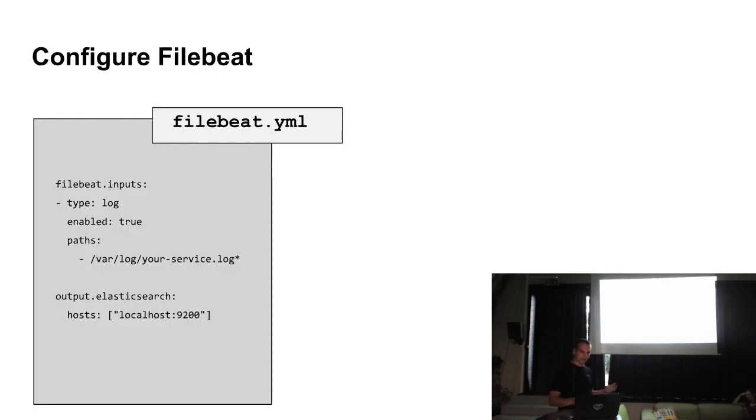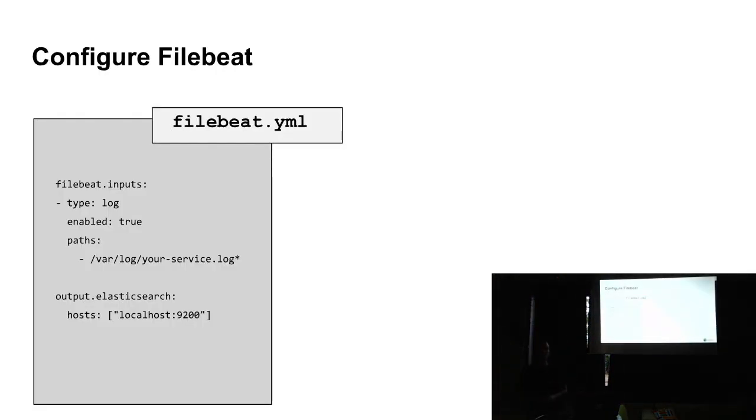So let's get started. We're going to start with Filebeat. Filebeat is mostly a simple tool. All it does is tail -f. It takes your log file and tails it. So let's assume you have your service, and it's going to write logs to service.log, and these logs get rotated. That's all the configuration you need to define.